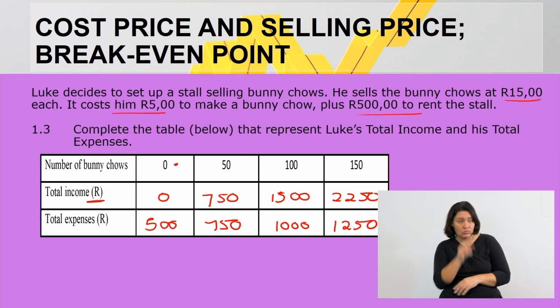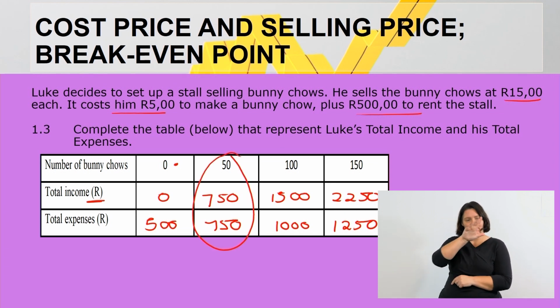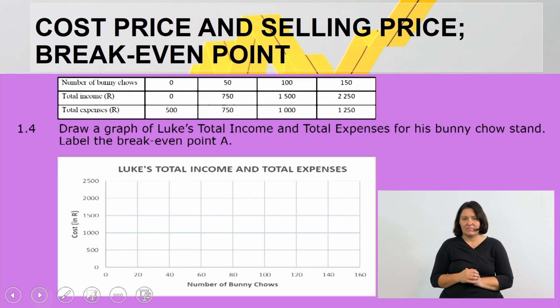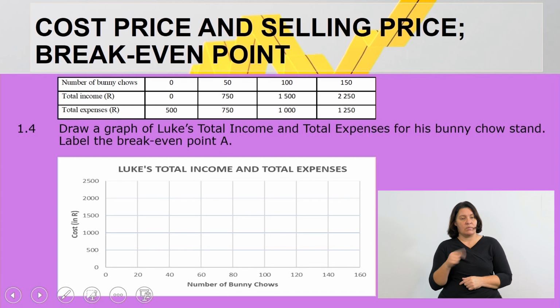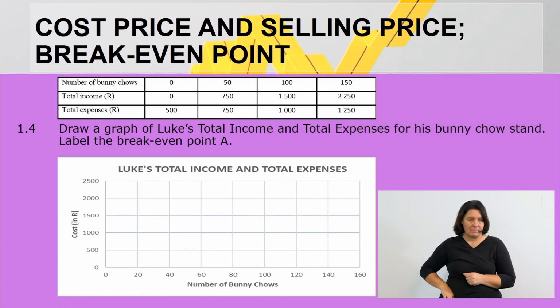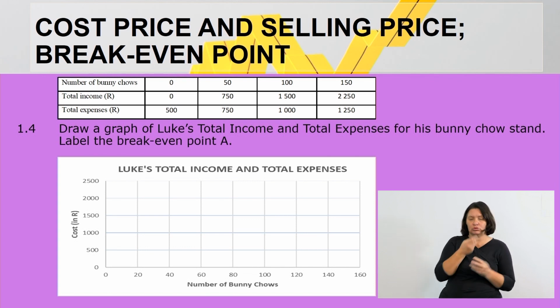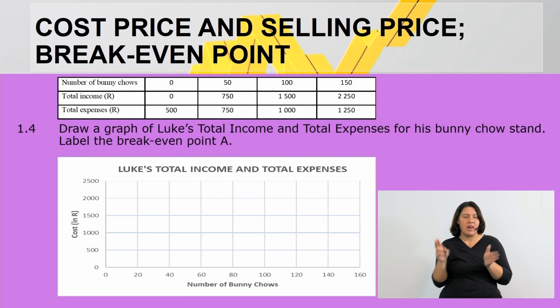So already we can see that the break-even point will be here. Looking at it carefully, when he sells 50 bunny chows, his income as well as expenses will equate to 750 Rand. Okay, now question 1.4. It says, draw a graph of Luke's total income and total expenses for his bunny chow stand. And then also importantly, label the break-even point as A.